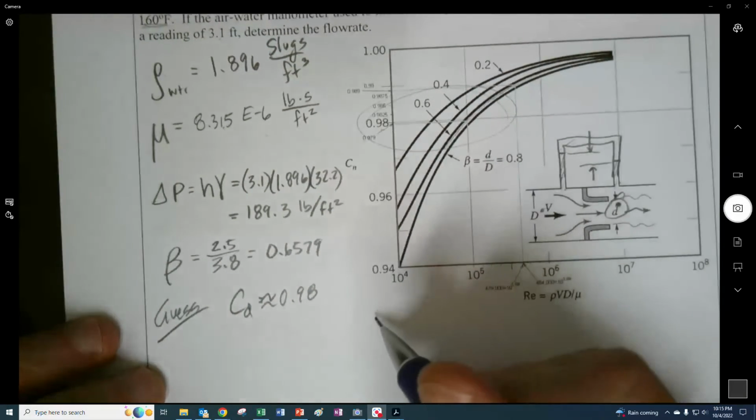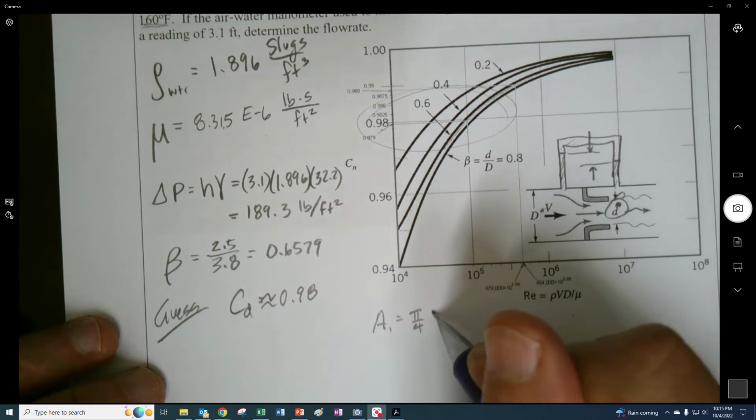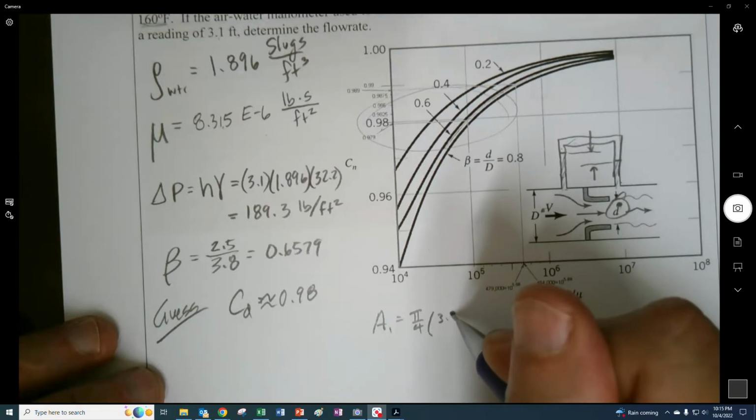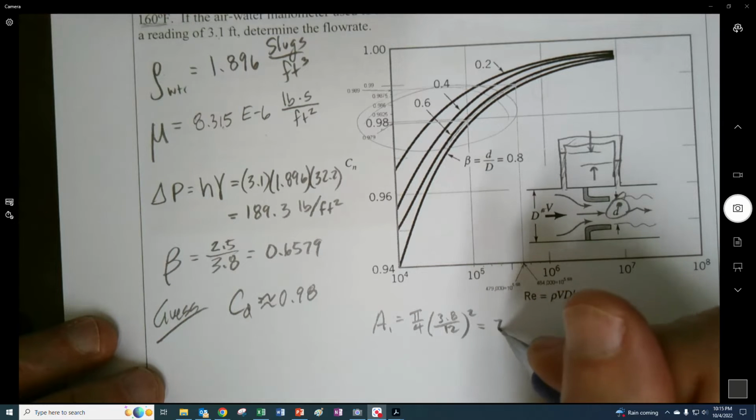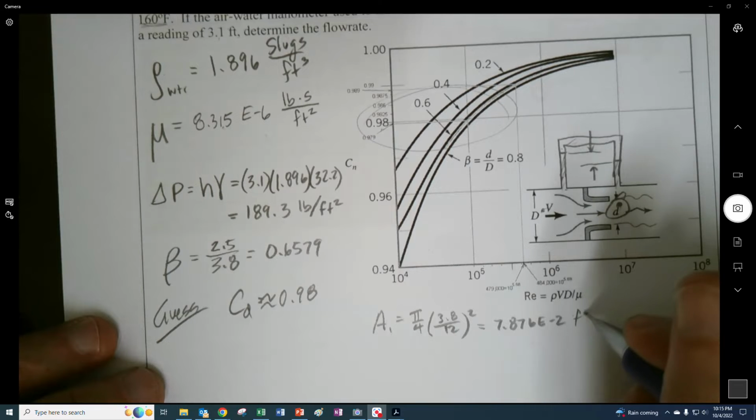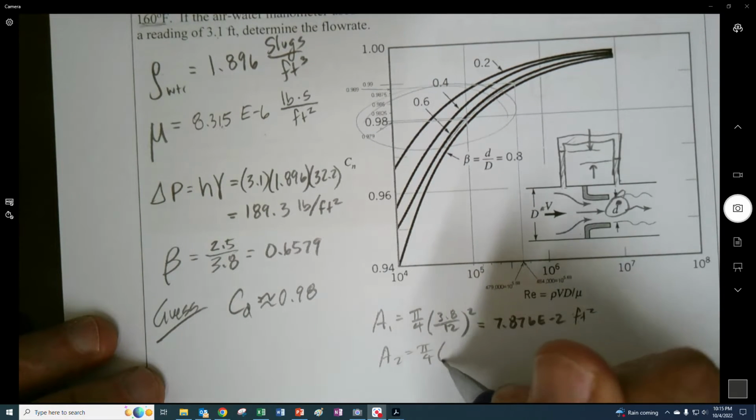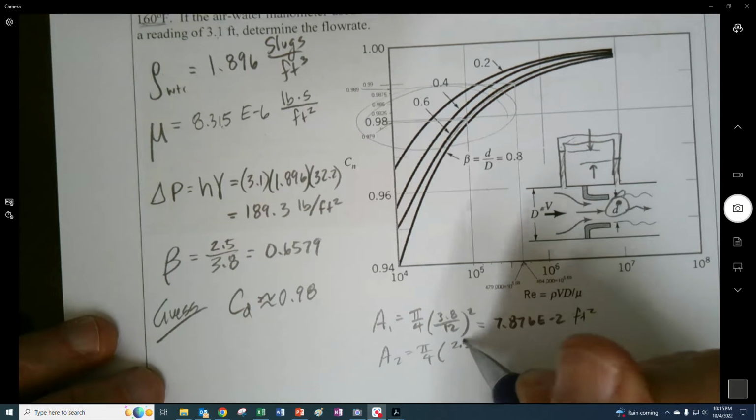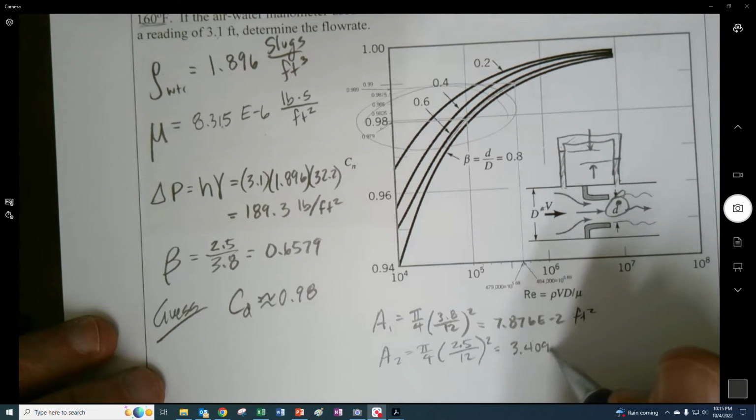Preliminary stuff, a lot of times we're going to need the area. So area 1 is going to be pi over 4. Remember that these are given in inches. So 3.8 divided by 12, squared, gets 7.876 e minus 2 foot squared. A2 is pi over 4 times 2.5 divided by 12, squared. And so we get 3.409 e minus 2 feet squared.